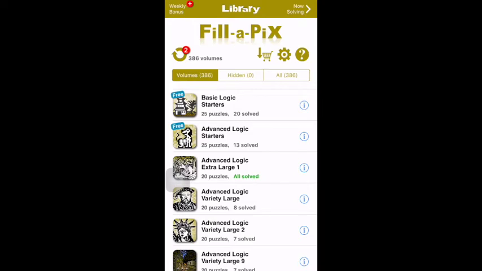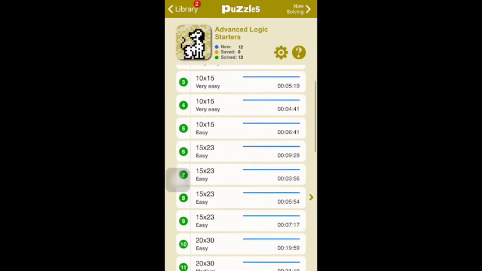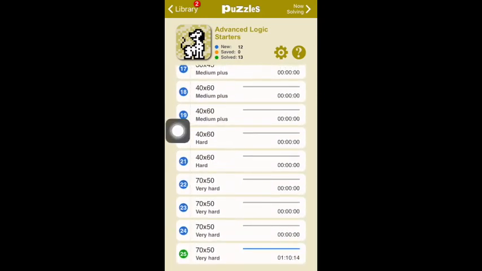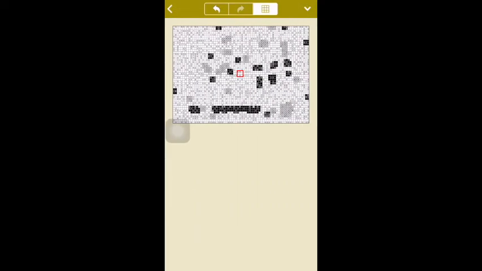Let's continue the Advanced Logic Starters, the second pack from the top. But today I'm going to jump to puzzle number 22. The last time I did puzzle number 25, it's a 75/50. It took me close to 4 hours to process it on my computer. It took forever. Puzzle number 22 is equally as large.